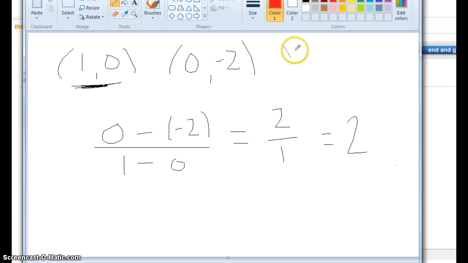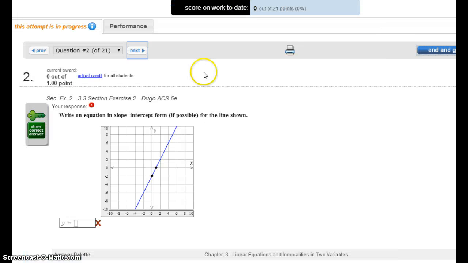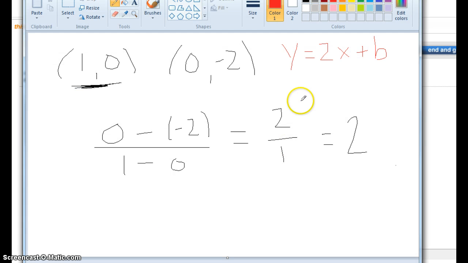So what do we have so far? y equals 2x plus b. So now we just need to find the y-intercept again, and with a graph we can just look at it and see what it was. It's negative 2 where it crosses the y-axis. So we're going to write y equals 2x minus 2.